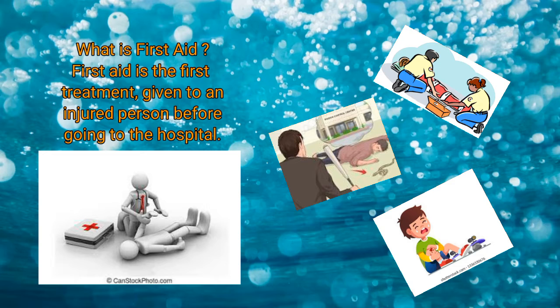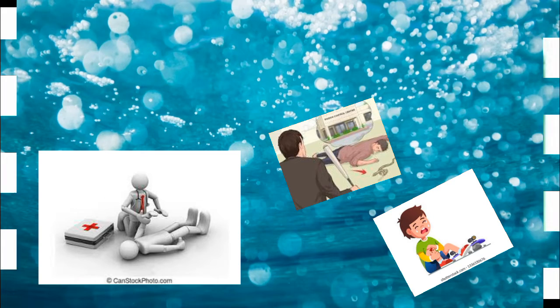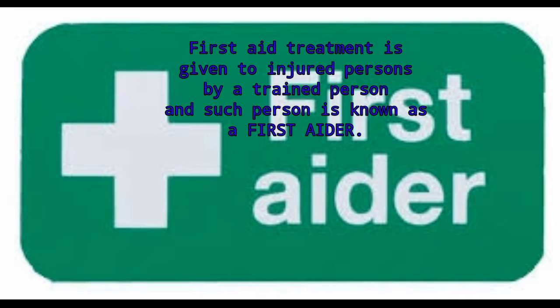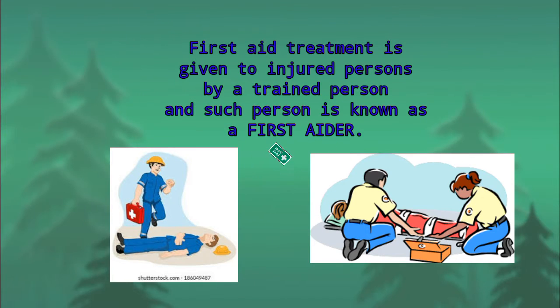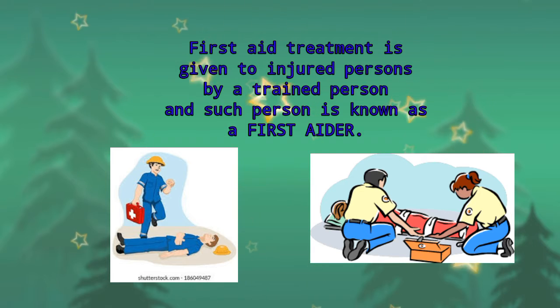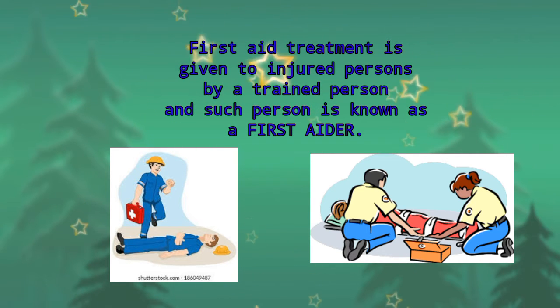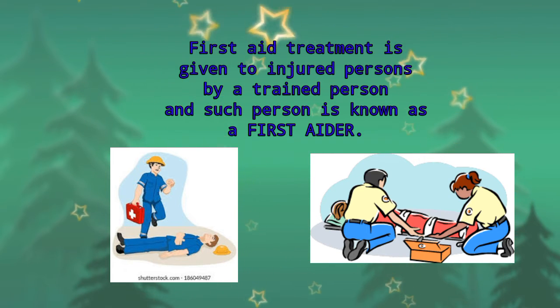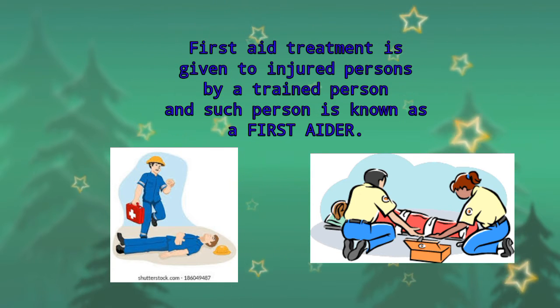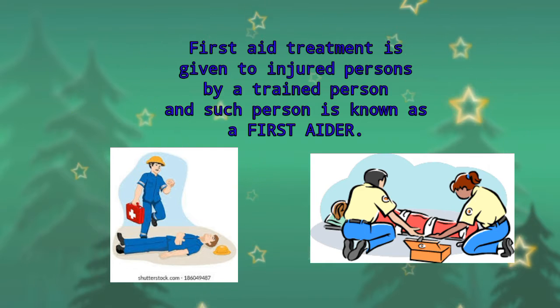Now we have what is known as the first aider. Who is a first aider? The first aider is a person who is trained to give first aid. So the first aider treats the injured person or the accident victim. You can see in the picture the man holding the box and the two other first aiders.